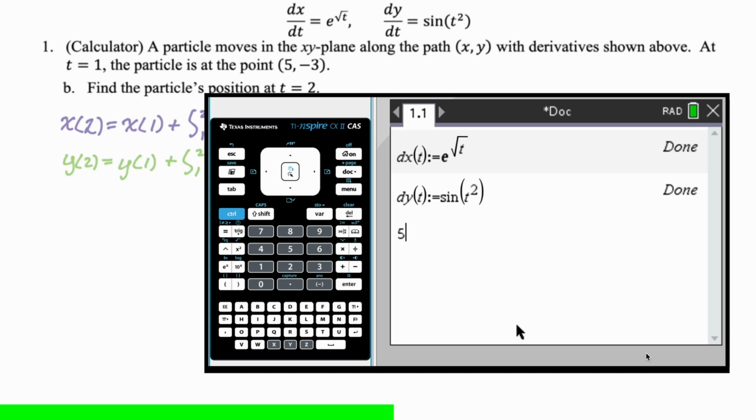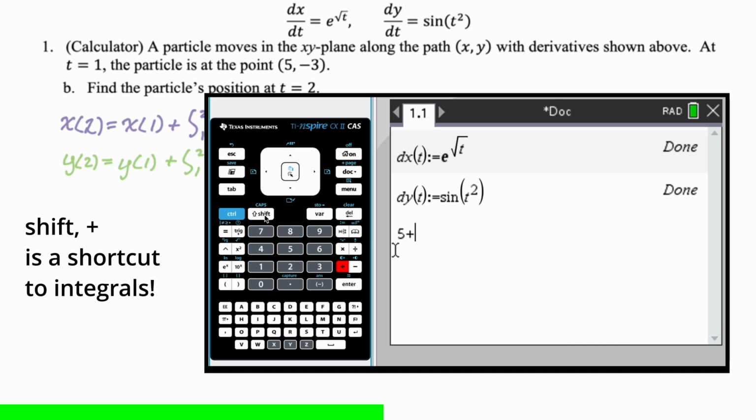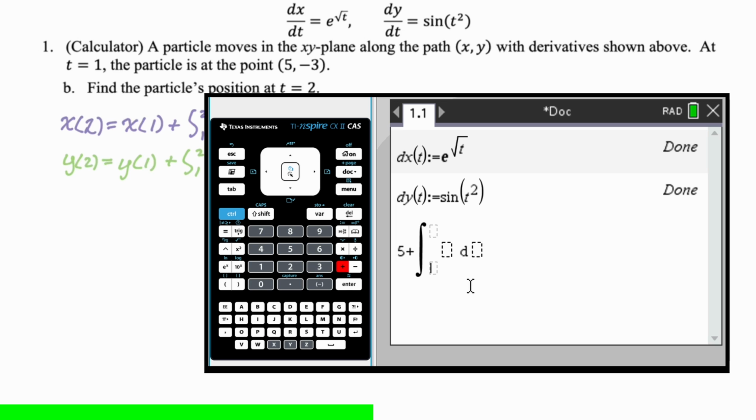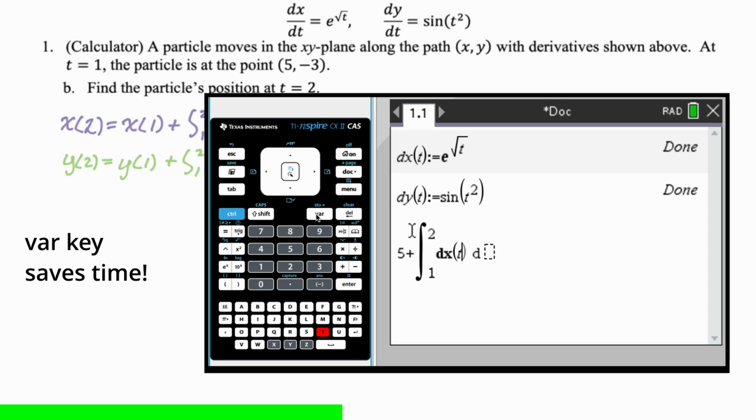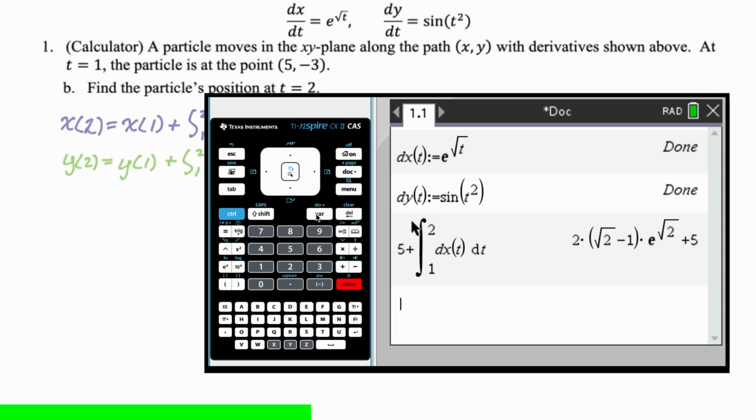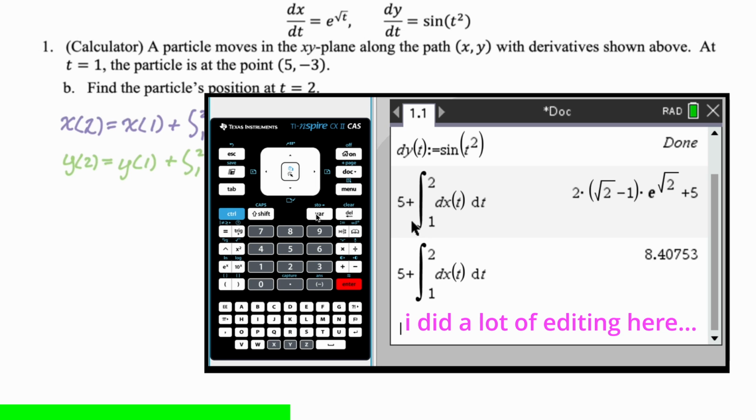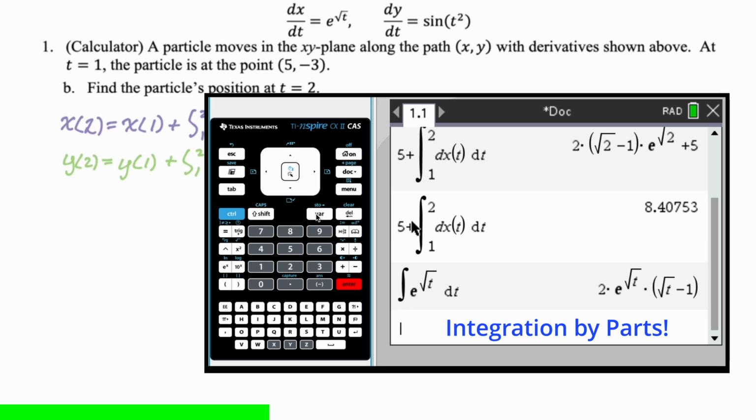And what we want to do is we want to add to that the integral. So I'm going to do shift and then plus. So it's the integral from 1 to 2. And then of, I'm going to press the var key, dx of t, and then t. And if I press just enter it's going to give me a decimal no matter. Oh, no, it doesn't. Wow, it found an antiderivative? How did it do that? Let's go control enter. How did it integrate e to the square root of t? I'm going to go with 8.40753 or just 8.408.